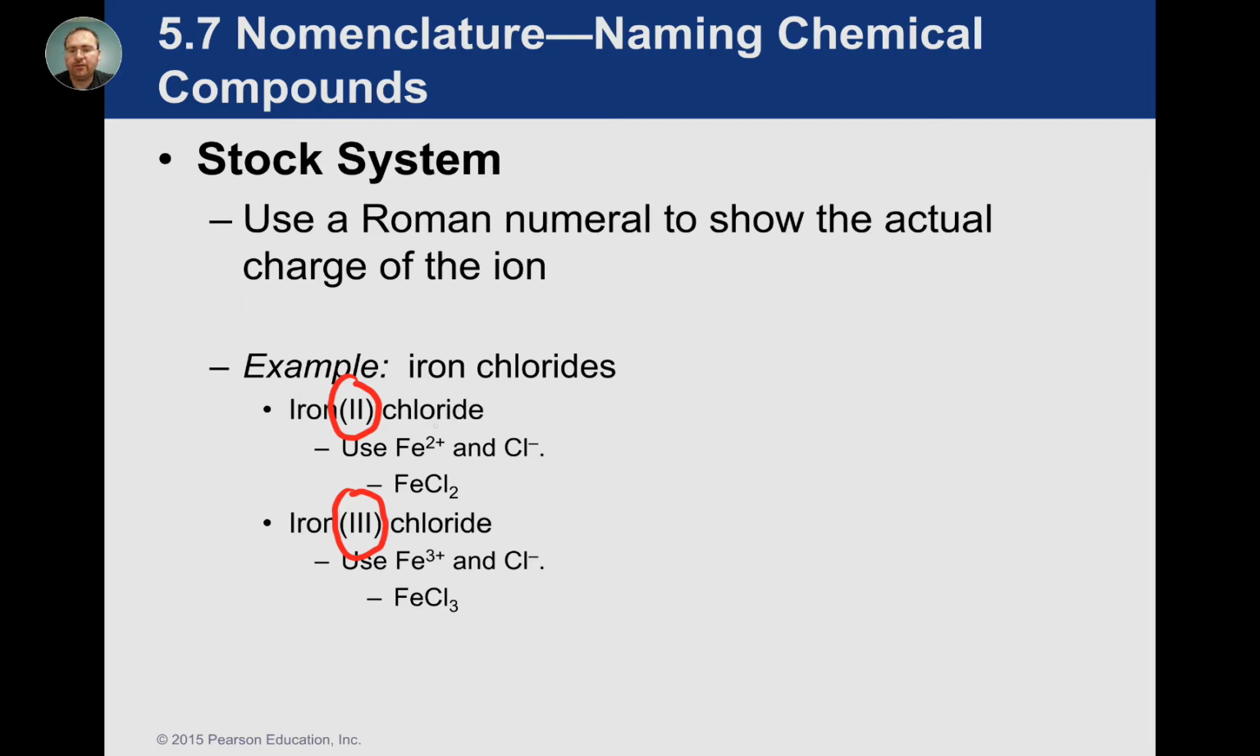But in both cases, we are still just crossing charges. Notice after we cross charges to the two elements, we still end in IDE. So none of that's really changing. What is changing is listing the charges in parentheses for stock systems or adding the ic versus os in those Latin system kinds of names.